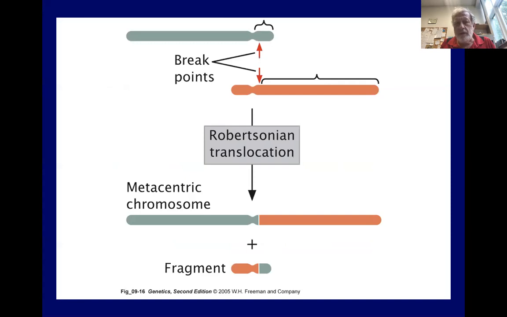So this shows you how it can work. We have some breakpoints on these 2 chromosomes near the centromeres. Those 2 fuse to form a large metacentric chromosome, and then there's a small fragment left that may or may not be gotten rid of. It can also go the other way, where a large metacentric chromosome, for instance, can split into 2 smaller ones.